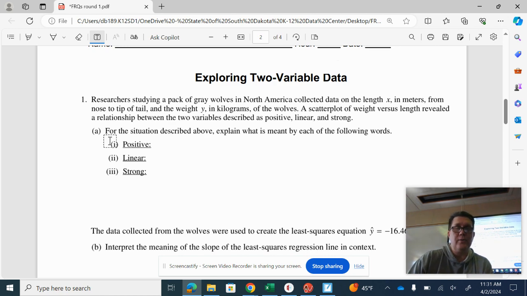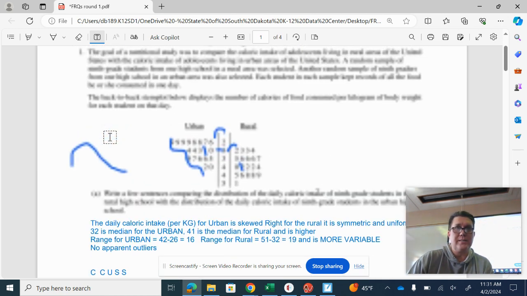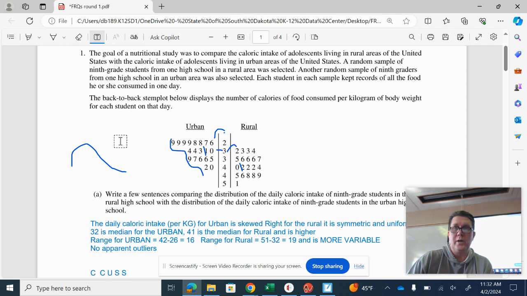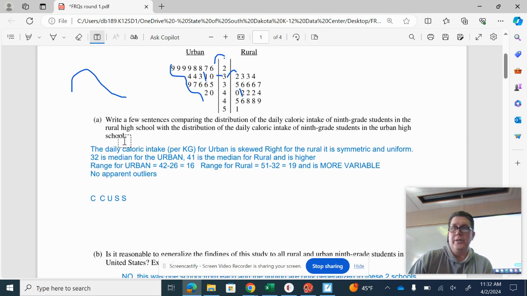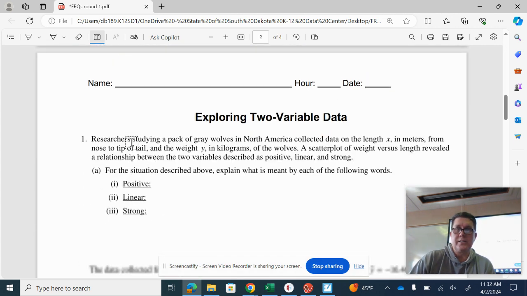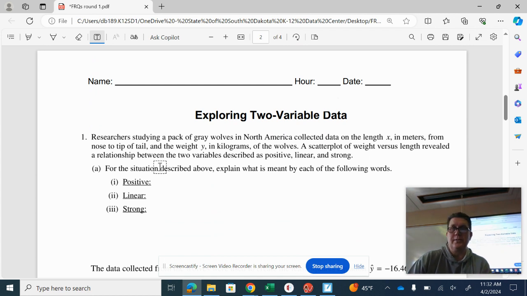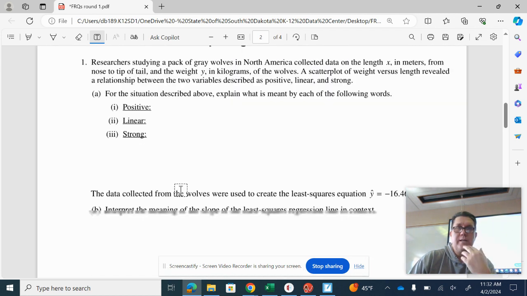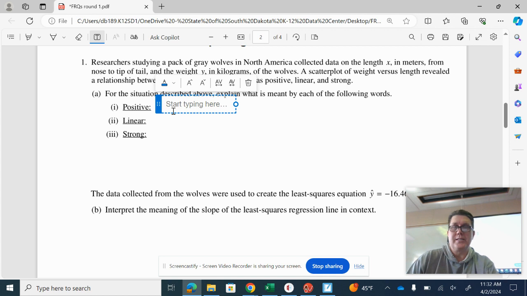Okay, so now comparing this one. Now that's a great question 1. It is comparing. Notice we use the CUS. Here's another question 1, exploring 2 variable statistics. So this one is dealing with the FUDs. Researchers studying a pack of gray wolves in North America collect data on the length, X in meters, from nose to tip of tail, and the weight in kilograms of the wolves. The scatter plot of weight versus length revealed a relationship between the 2 variables, described it as positive, linear, and strong. Explain each of the following.